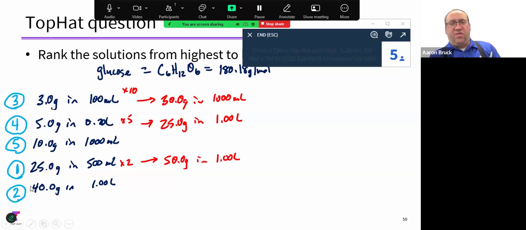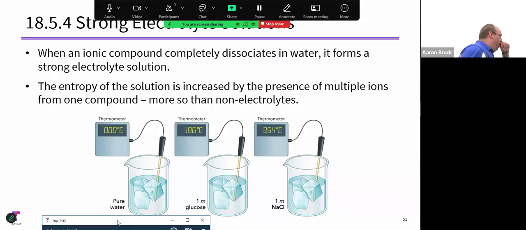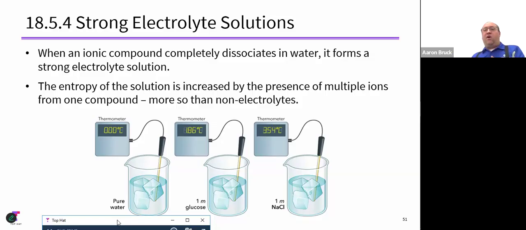Okay, so there's one thing that we've been kind of leaving off to the side here. Almost everything that we've been doing up until this point has largely focused on, well, what if I have something that is non-electrolytic? If I have strong electrolyte solutions, what I see is that the electrolyte solution tends to have a greater impact on freezing point and melting point and so on. And the primary reason behind that has to do with entropy.